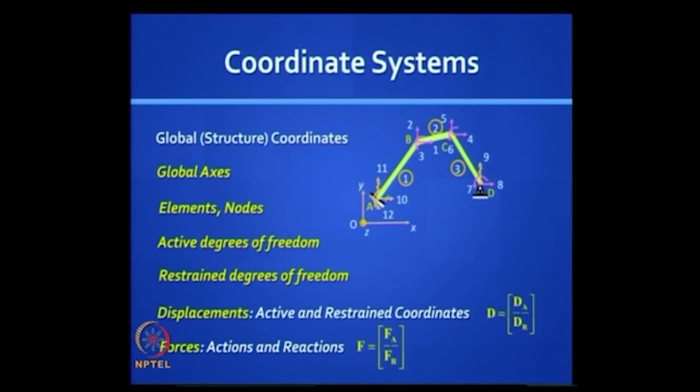Now the word coordinate has two meanings here. We are referring to 1, 2, 3, 4 all the way to 12 also as coordinates, and the Cartesian coordinate system that we use is also coordinates. So you have to be careful in interpreting the word coordinate. Does it make sense to you?